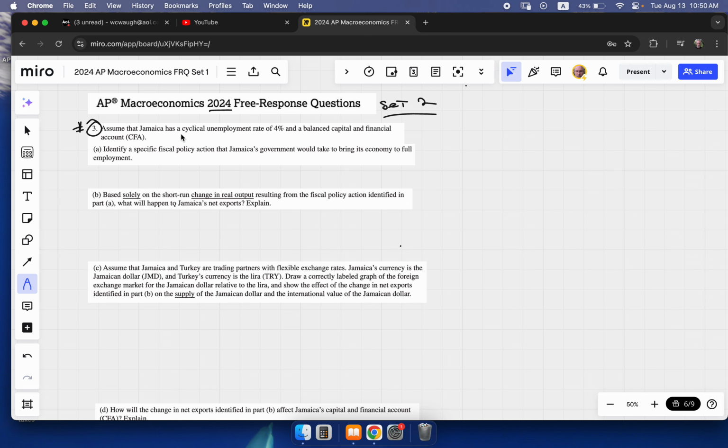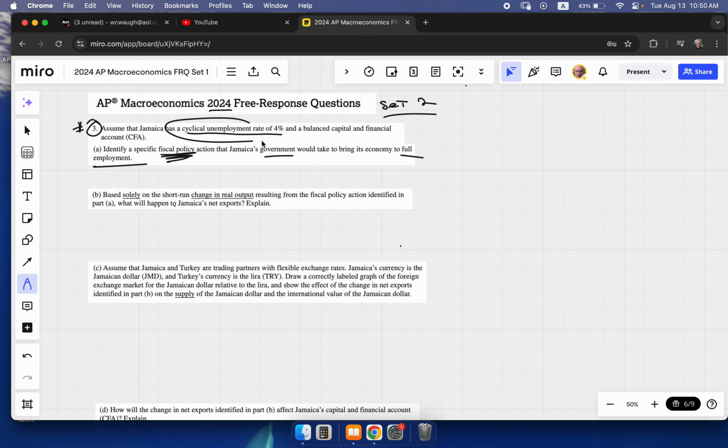Assume that Jamaica has a cyclical unemployment rate of 4% and a balanced capital and financial account. Identify a specific fiscal policy action that the government would take to bring its economy back to full employment.